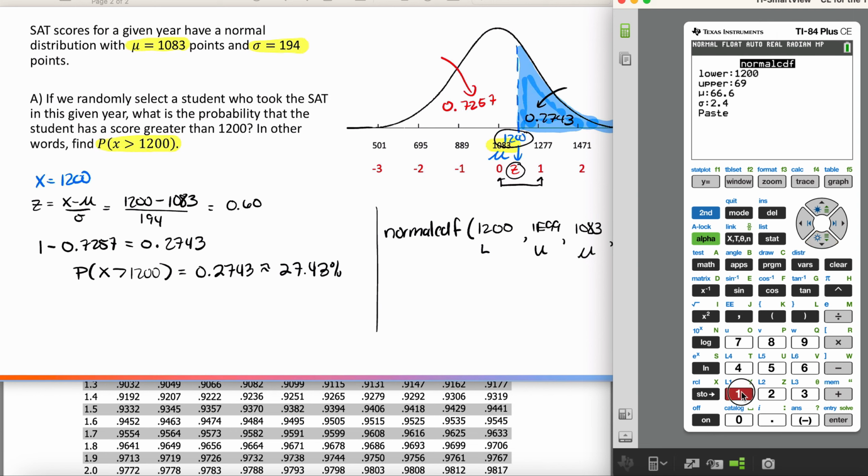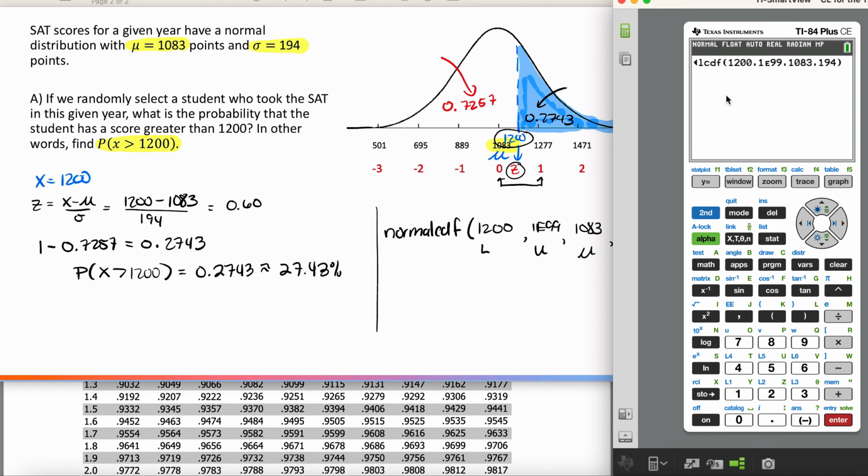And then I'm going to type in 1. And to get the E, do you see the little comma button right here? Right above it is the double E. So you're going to press 2nd comma, and you'll see it shows up as a little capital E there. And then press 99, and then type in the mean value 1083 along with the standard deviation value of 194. And then move the arrow key down and press enter.